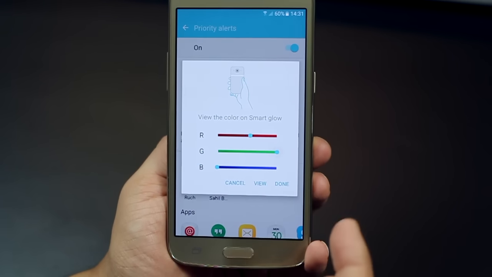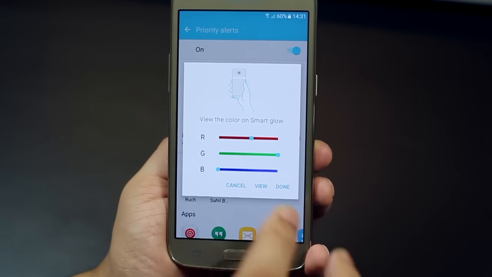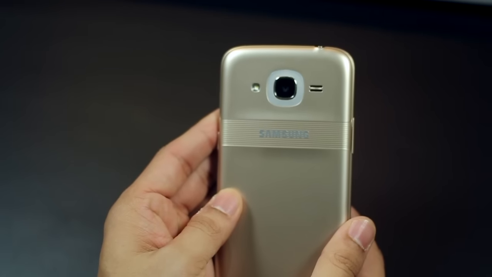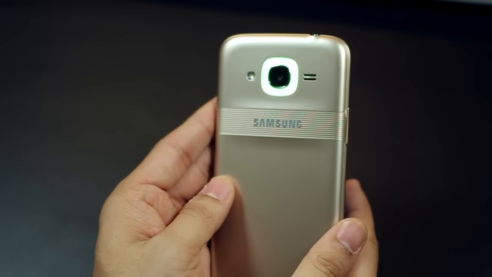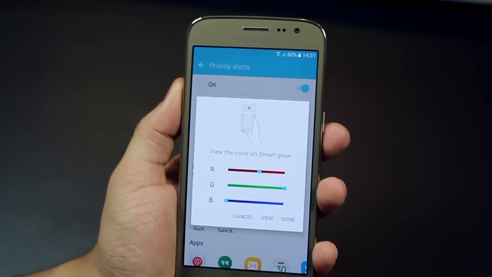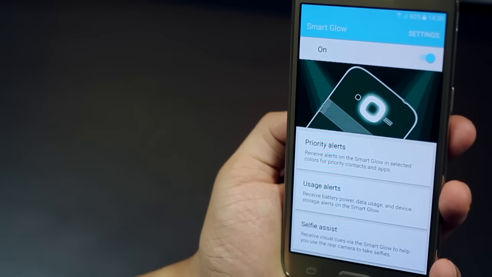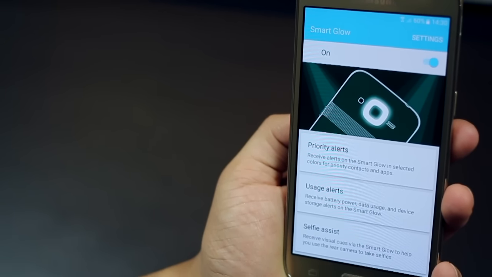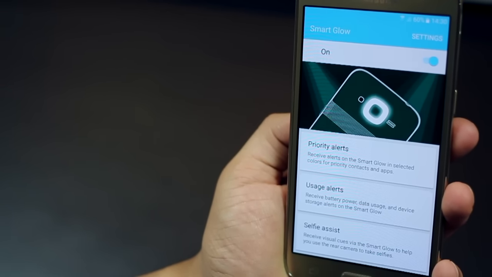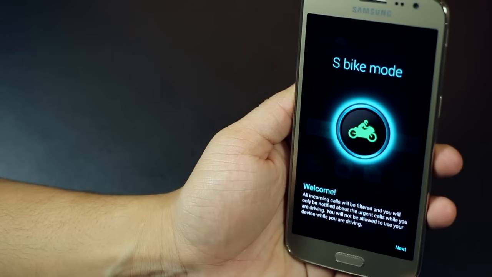And you can also set up specific colors for some system and data events, like when your battery is below a certain percentage or when you're about to consume all of your data. You can pretty much use that. And there is selfie assist. So when you're using the rear camera to take a selfie, it tells you when you're in the right position.